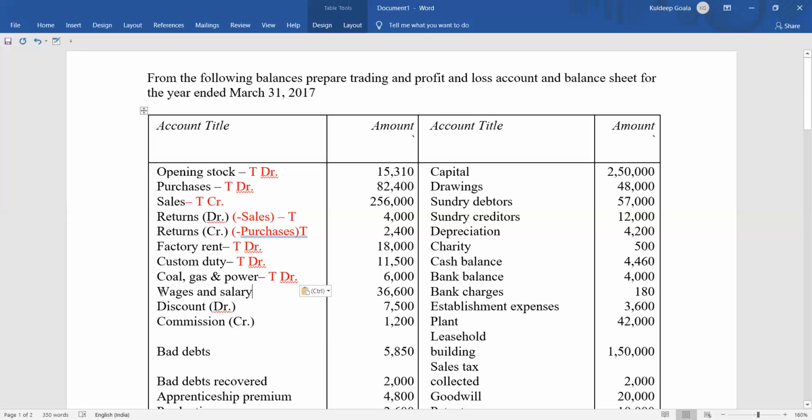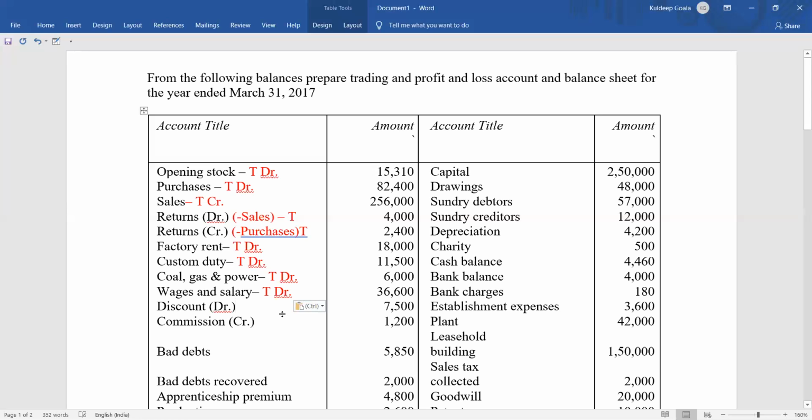Now, wages and salaries. In the previous videos, I have told you, and again I'm repeating, remember that it is like a trade. If salary is in front, it will go where salary goes, that is profit and loss. And if wages is in front, it will go where wages goes, that is the trading account. So it will go in the trading account debit side.